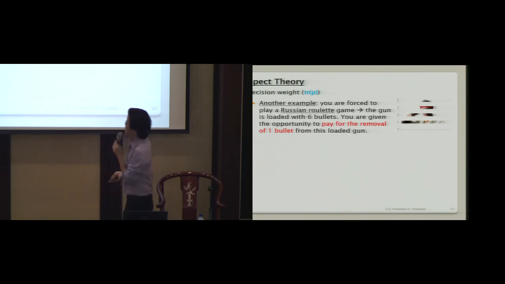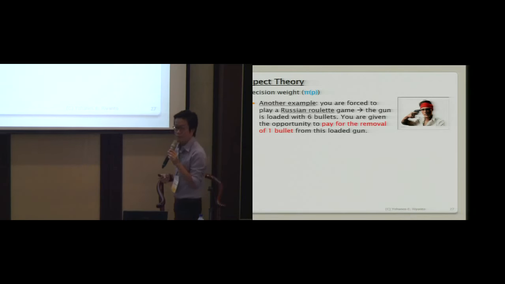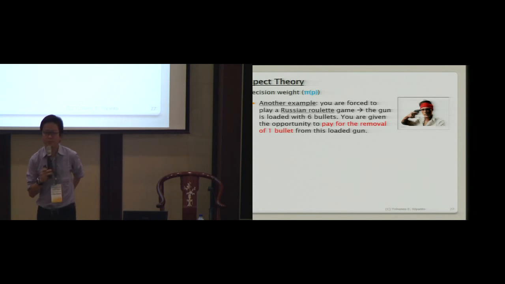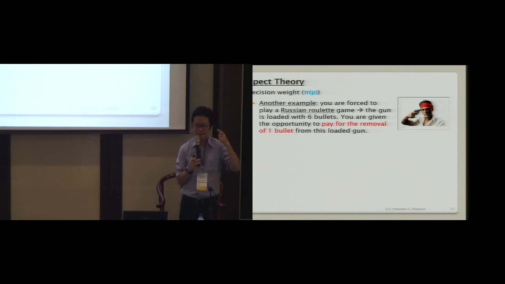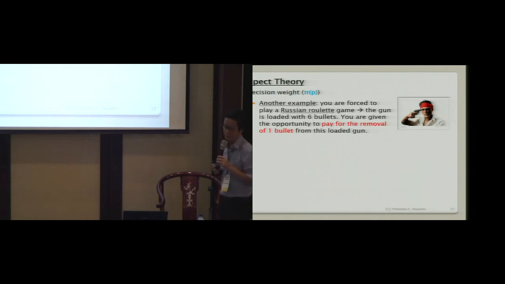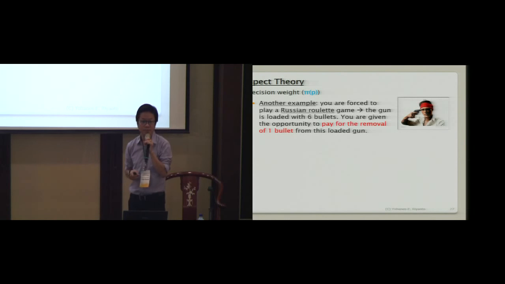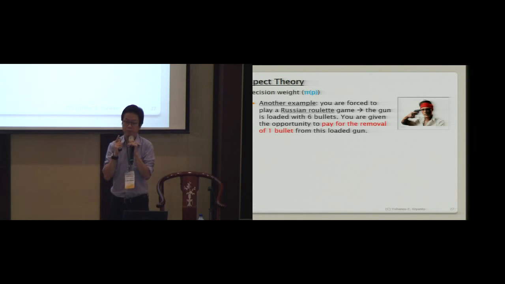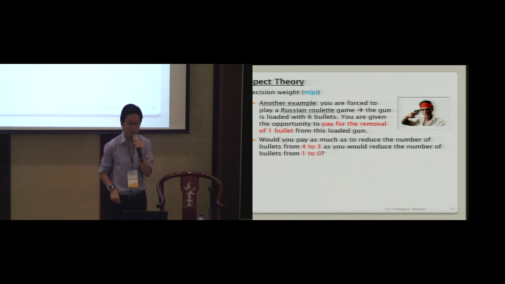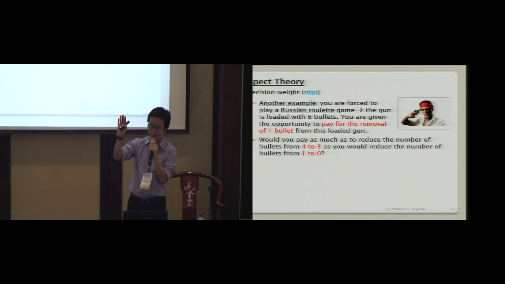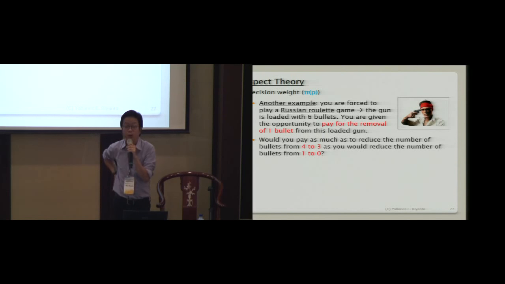The best example is this one, something called Russian roulette. Do you know what Russian roulette is? It's a roulette game, but it's a very dangerous game. You have a gun, and in the gun you have 6 chambers for bullets. Suppose you are forced to play Russian roulette. The gun is loaded with 6 bullets. You are given the opportunity to pay for the removal of 1 bullet from this loaded gun. Question is, would you pay as much to reduce the number of bullets from 4 to 3? If initially there are 4 bullets, it is reduced by 1 into 3. As you would to reduce the number of bullets from 1 to 0.